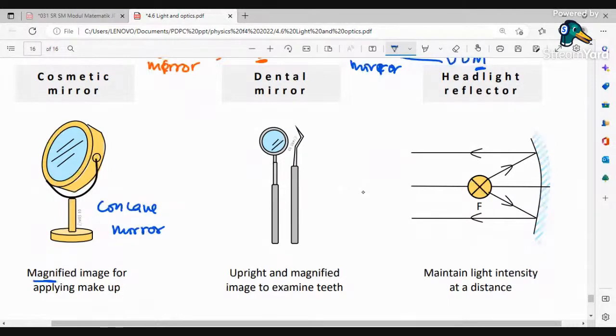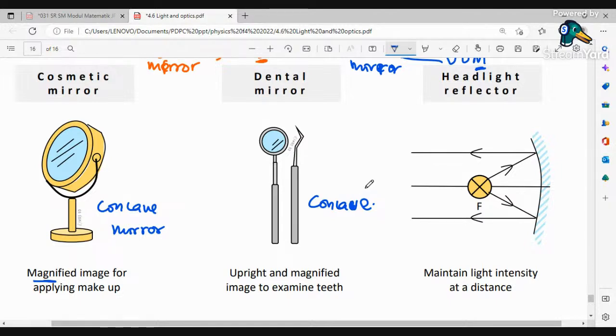One more, teeth. To examine teeth, the mirror that the dentist uses. This is also to make your teeth bigger. Must use concave. Maybe also for a light at a distance. Okay, this also uses concave. So the light can travel further.